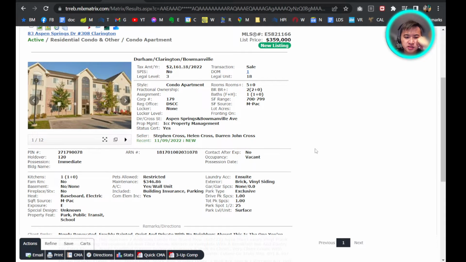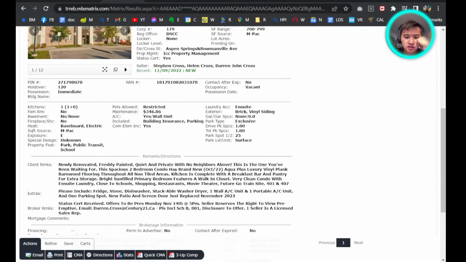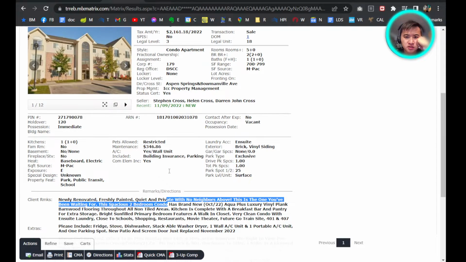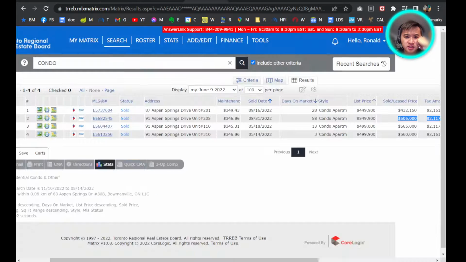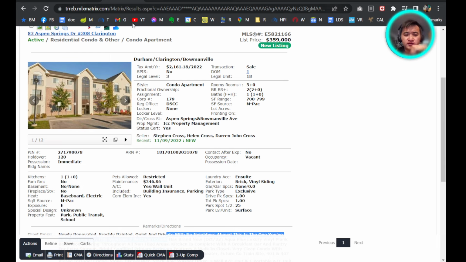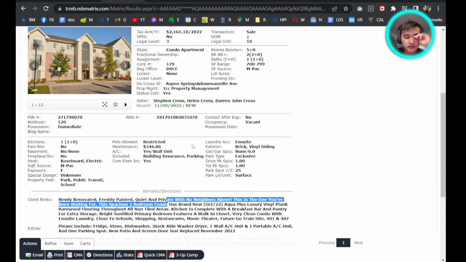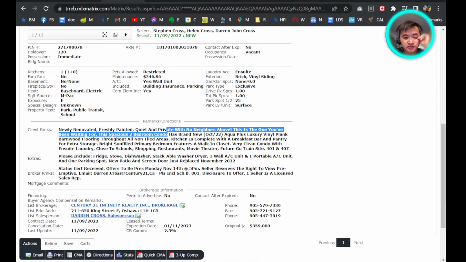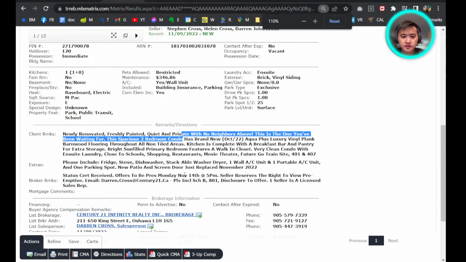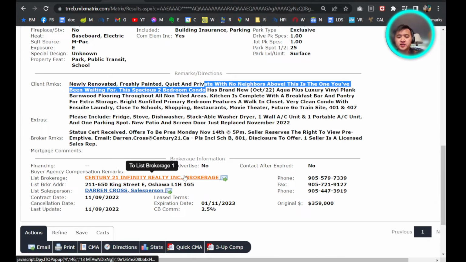Ensuite laundry. No neighbors above. That's good. These ones here, only this one has no neighbors above. I like no neighbors above. Sometimes you can hear them stepping. Brand new. New flooring.